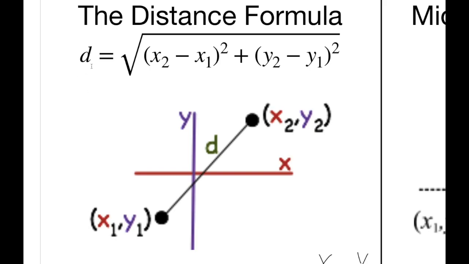But if you wanted to, you could just memorize this, the distance formula. And remember that this is your point. The first point is x1, y1. The second point is x2, y2. And the distance between them, you would take the square root of this entire crazy expression. The x2 value minus the x1 value squared plus the y2 value minus the y1 value squared.